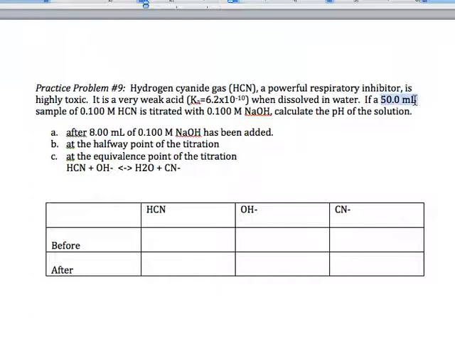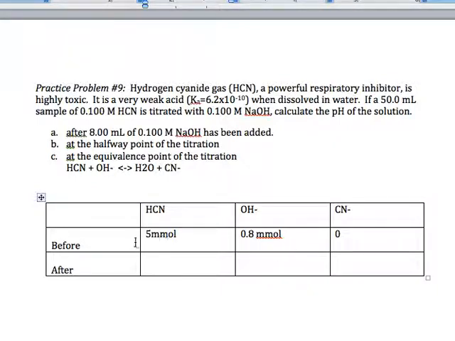We have 50 milliliters of it at a 0.1 molar solution. So remember, our before and after table is done in moles because it's stoichiometry. And I'm going to use millimoles like the previous video. Okay, so we have 5 millimoles of acid. And we're adding 8 milliliters of 0.1 molar NaOH. If we multiply that out, we get 0.8 millimoles of that. And of course, we don't have any cyanide just yet.